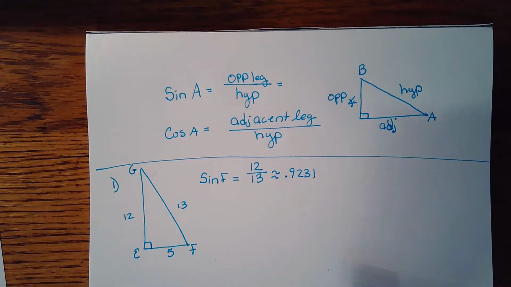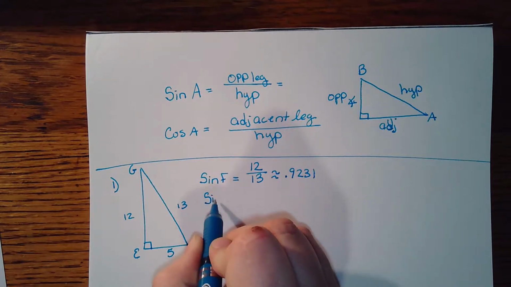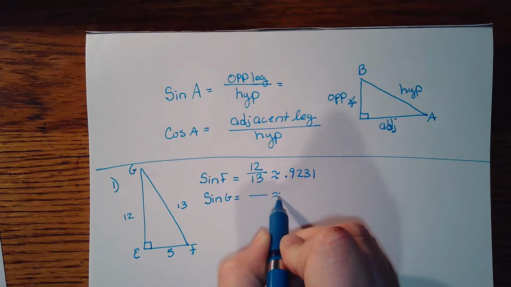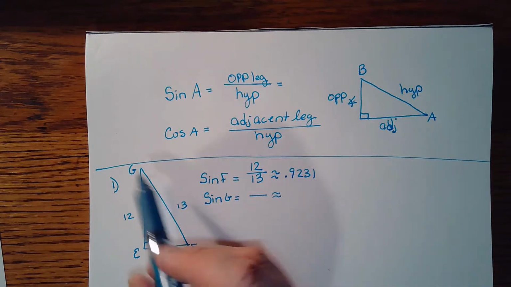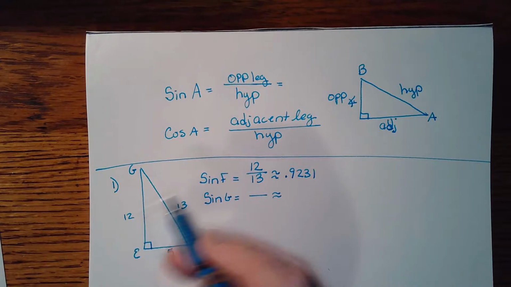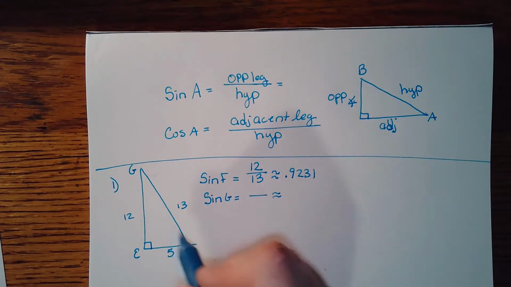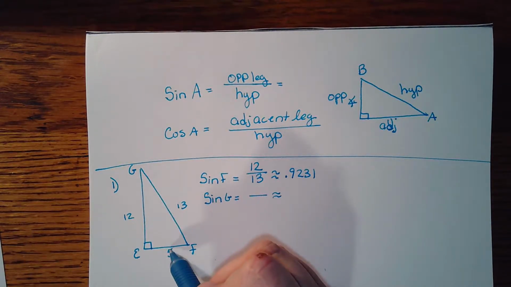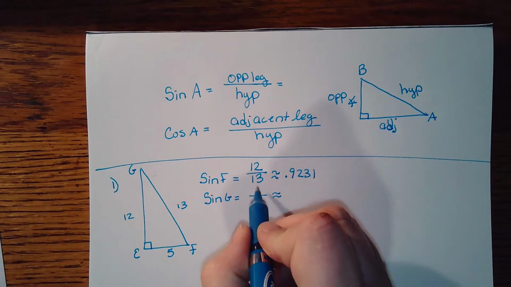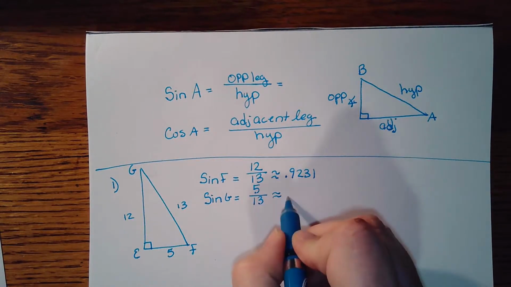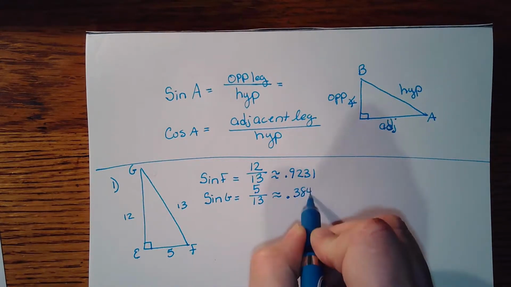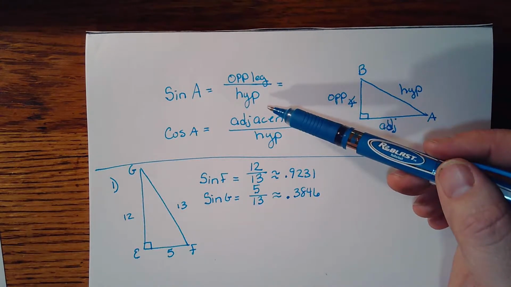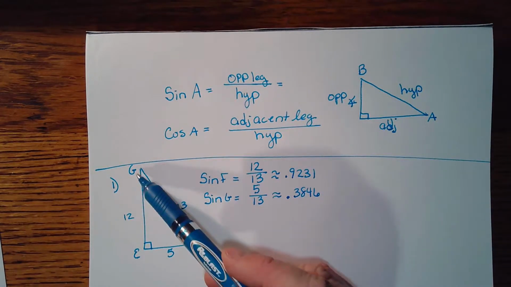So now let's do the sine G. So sine G is going to be the adjacent. So if I go to G, adjacent leg would be 12. So I'm sorry, sine G would be the same thing. So it's going to be across, the opposite, because sine does opposite. So it's going to be 5 over 13, which is going to give me 0.3846. Remember, sine is always opposite leg over hypotenuse. So which angle you have depends on what's across.